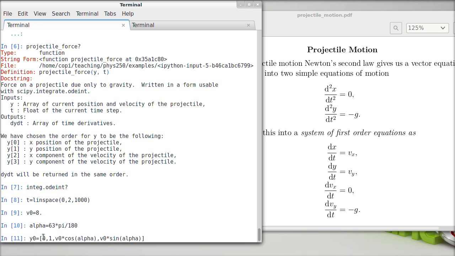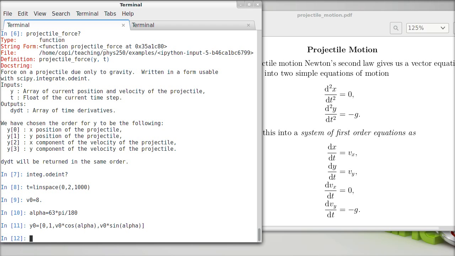So y0 is 4 components, because we have 4 equations, so 4 initial conditions. And again, these are in the same order that we specified when we defined the function. Okay. So the first component is x. I've chosen x at t equals 0 is 0. Next one is y. I've chosen that to be 1. And then vx, which is just v times cosine of the angle, and vy, v times the sine of the angle. Okay, so those are our initial conditions.